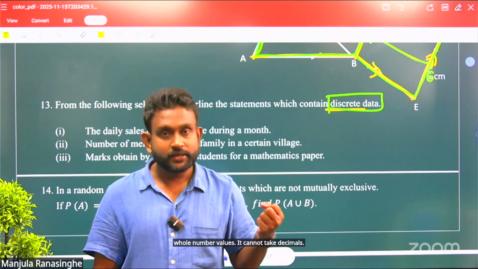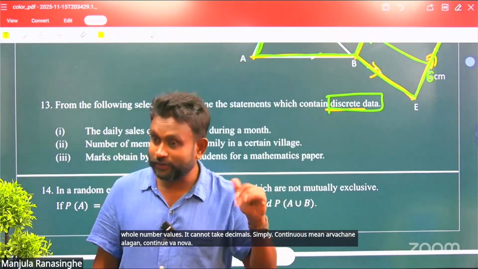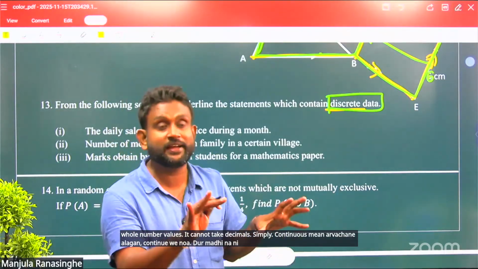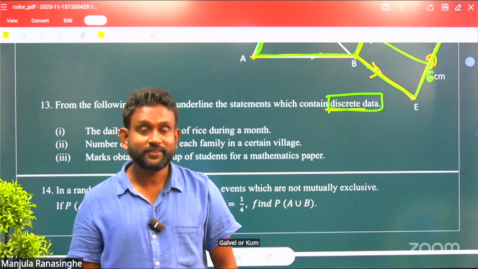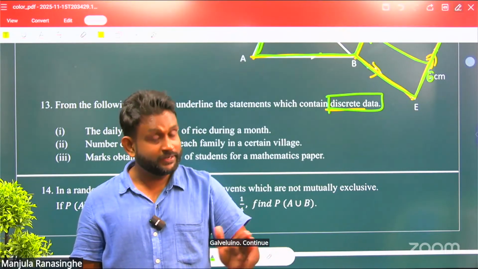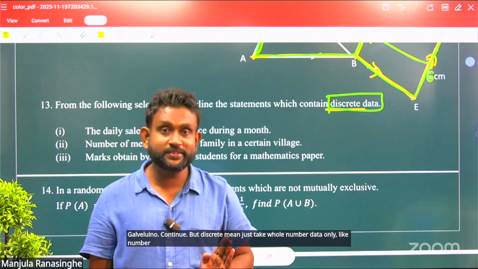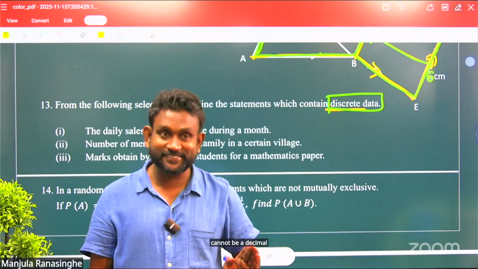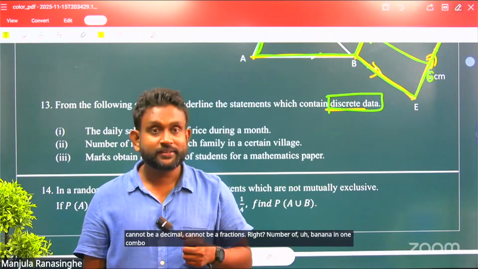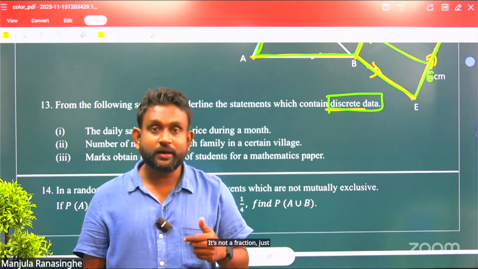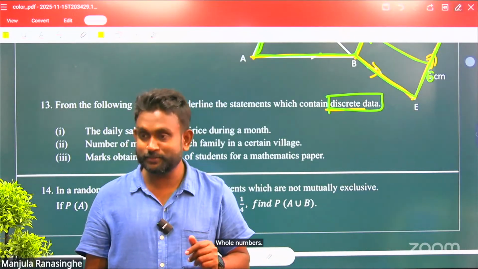Okay, simply, continuous means it continues, like a river flowing. There are no gaps in the middle, everything can be taken. Everything in that river, the trees, roots and stones, gets included as it continues. But discrete means just whole number data only. Like the number of family members cannot be a decimal or a fraction, right? The number of bananas in one comb is not a fraction, just a whole number. The number of teachers in the school is a whole number, not half teachers or decimal teachers.